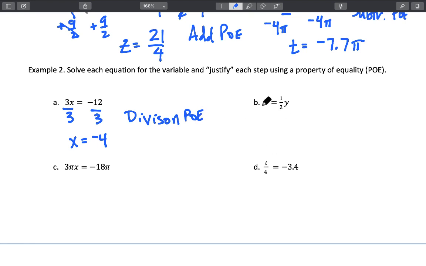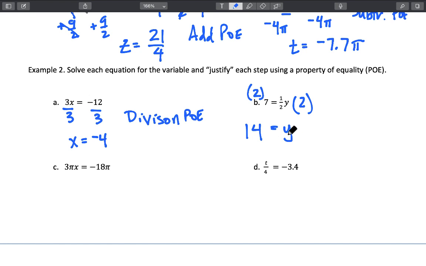All right, 2b says 7 is equal to 1/2 y. 1/2 of y. I'm going to move that 1/2 over to the other side. And now instead of dividing by 1/2, I'm going to multiply by the reciprocal, because 2 times 1/2 results in 1y. Then I'm going to multiply 2 times 7 to give me 14.